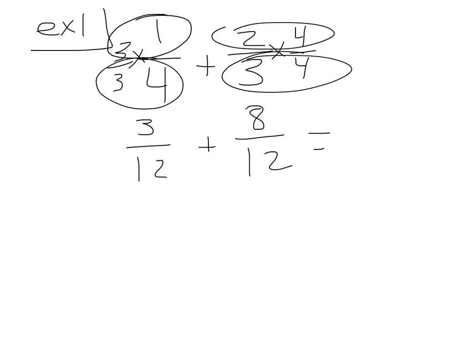Now I just need to add the top. 8 plus 3 is 11. Bottom stays the same. And that is already simplified. So that's my final answer. That's number 1. Let's go to number 2. Alright, so let's go to example 2.